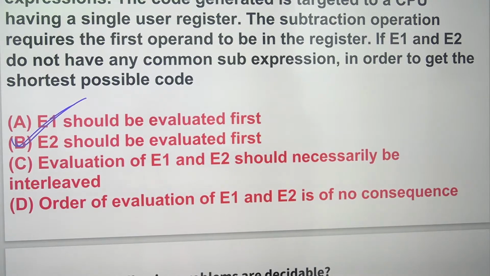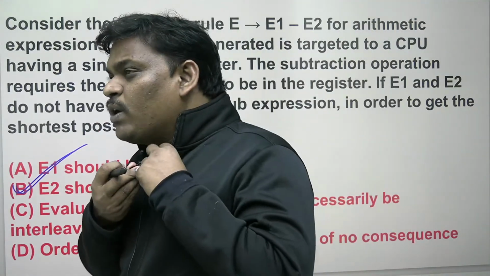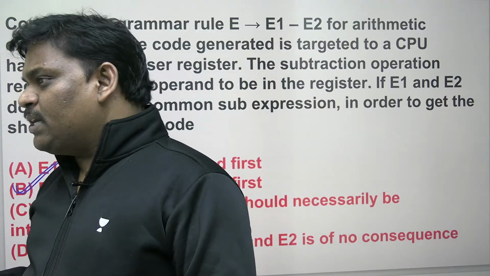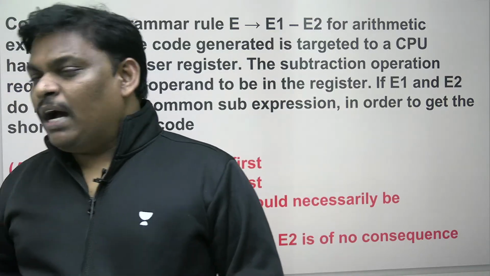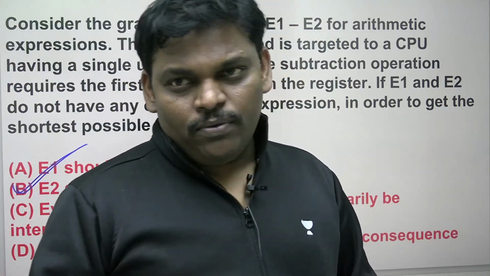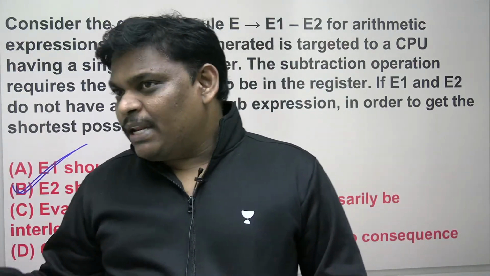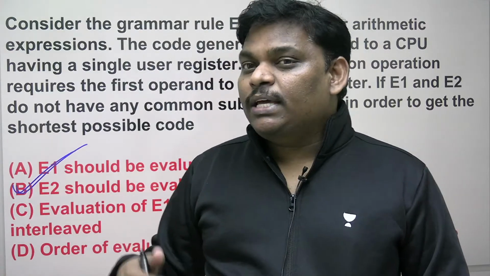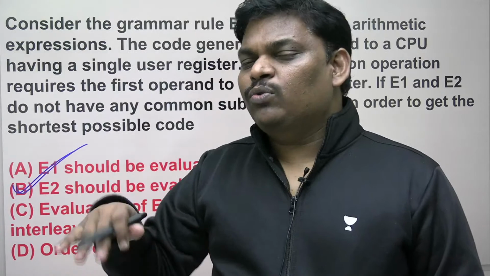Some people may say, sir, I will complete E1 first. If you complete E1 first, the problem is, whatever answer you got in the register, you will store in the temporary variable. Afterwards, you will execute E2 in the register. Again, E2 you have to store in the temporary variable, because to perform the operation, the first operand should be in the register. So you have to take the first operand back into the register.